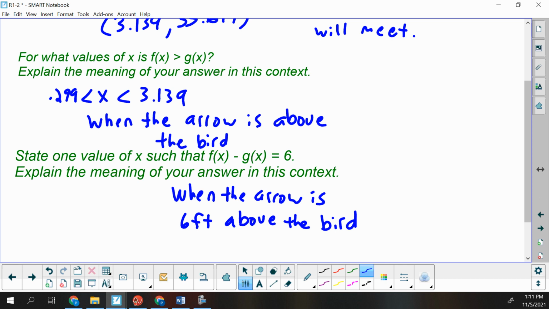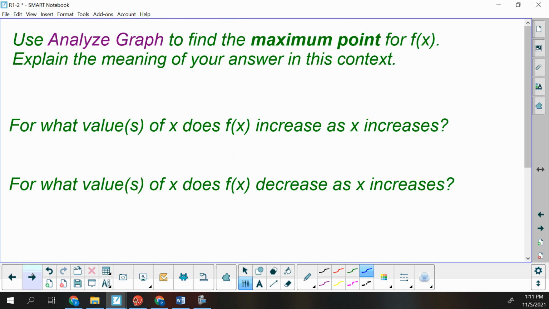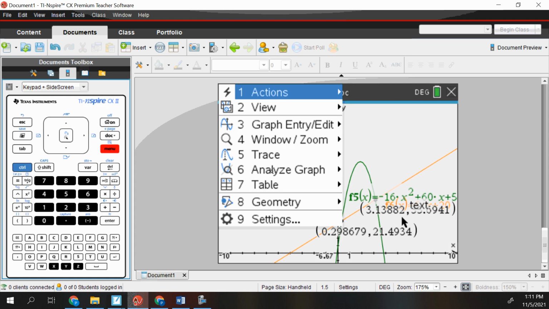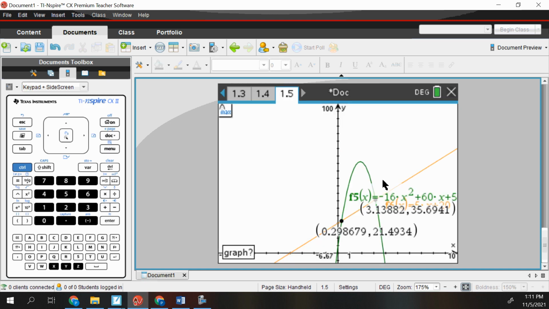So we're going to keep working with this same graph. Let's go over to the next page, to page 12. We're going to use our analyze graph to find the maximum point. So let's go menu, analyze graph, maximum. And we're going to be doing this for the f of x, the parabola there. First, we have to tell it which graph, so click on the parabola. It'll then ask for the lower bound, so we need to move our cursor somewhere to the left of the vertex, that turning point. And then upper bound, move your cursor somewhere to the right. It will tell us what that maximum value is.